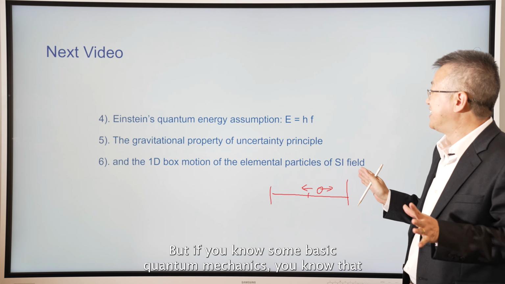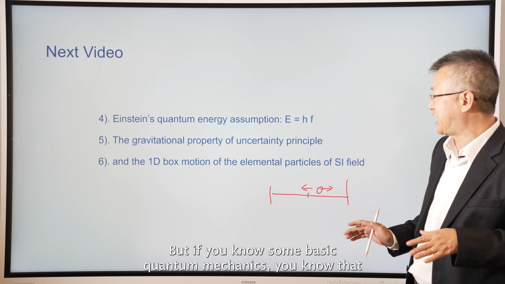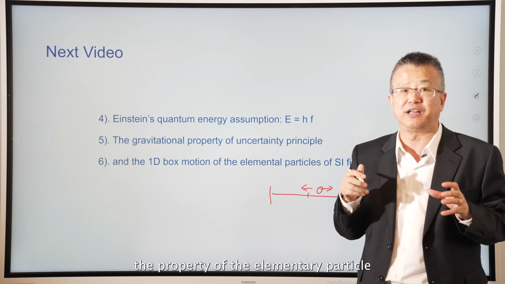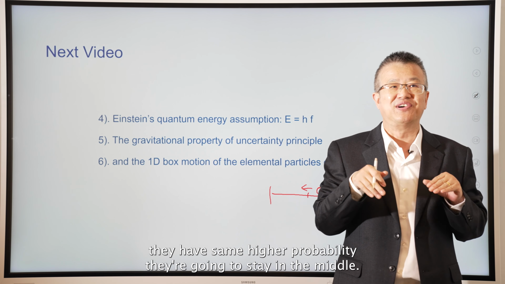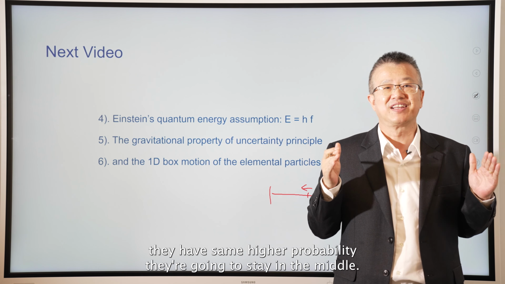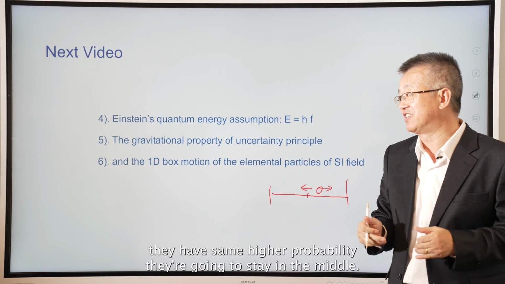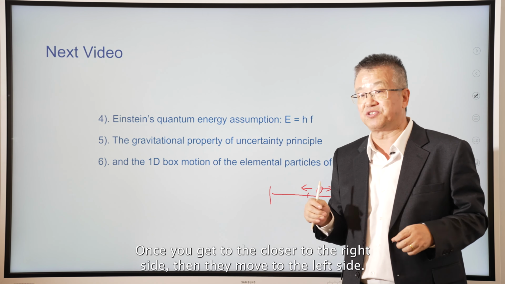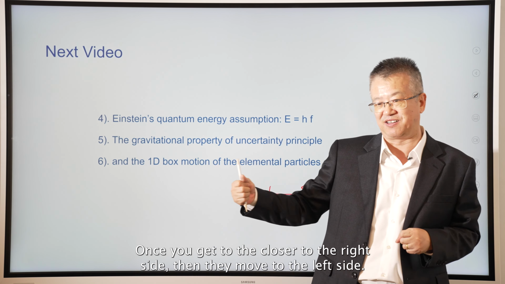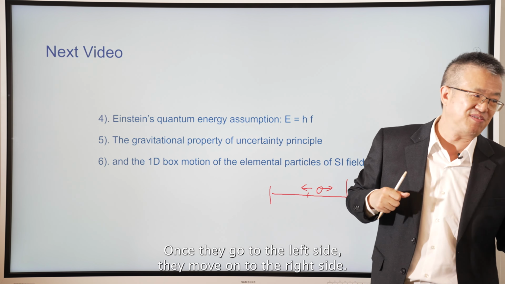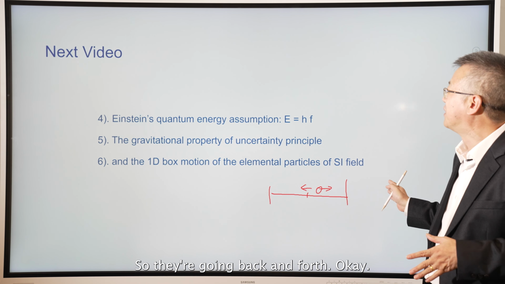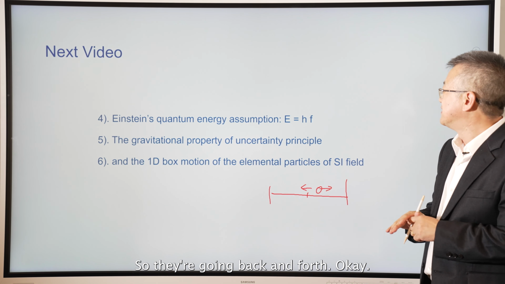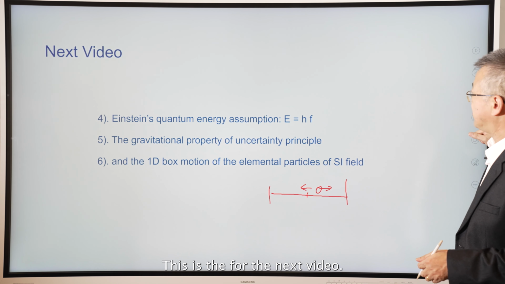Okay, but if you know some basic quantum mechanics, you know that the elementary particle in the box has a higher probability of staying in the middle. Once you get closer to the right side, then they move to the left side. Once they go to the left side, they move on to the right side. So they're going back and forth. Okay, this is for the next video.